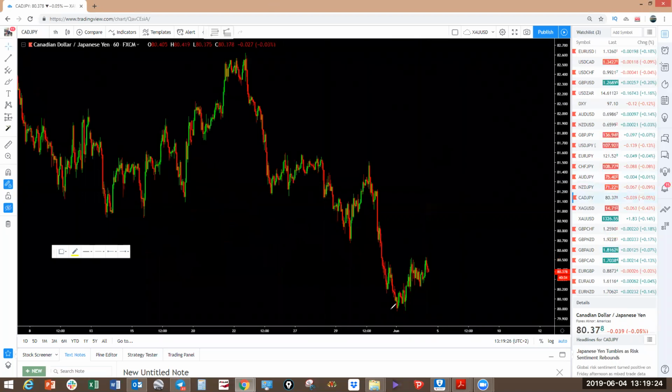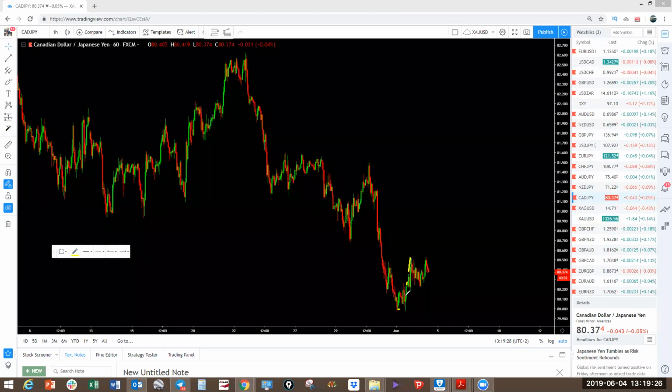CAD yen, similar to Aussie and New Zealand. You've got the structure, you've got a corrective structure. Is this going to push higher, or is it going to now come from here and start correcting the whole move? Let's see.